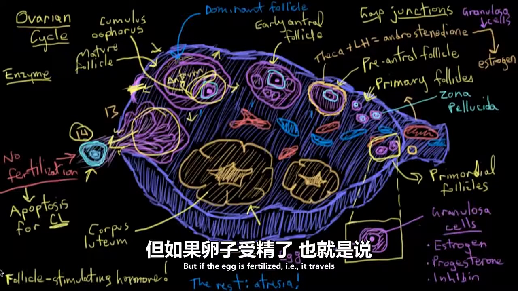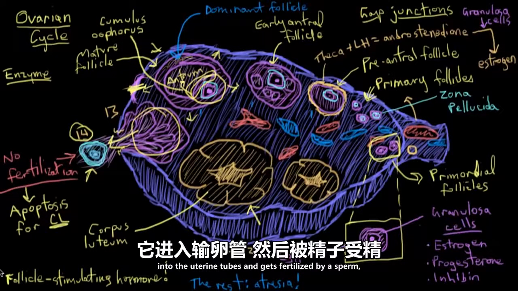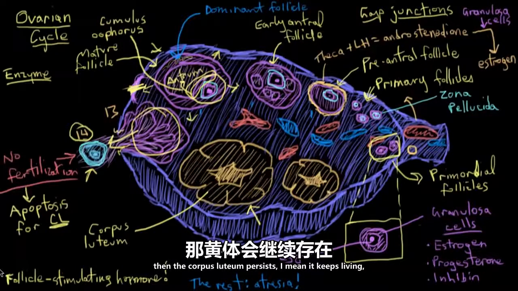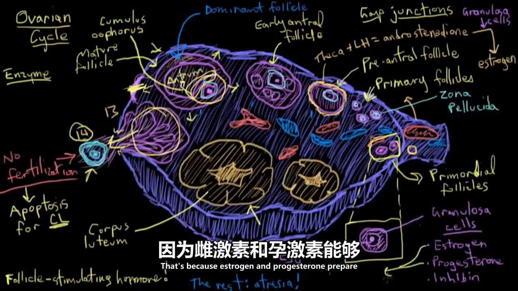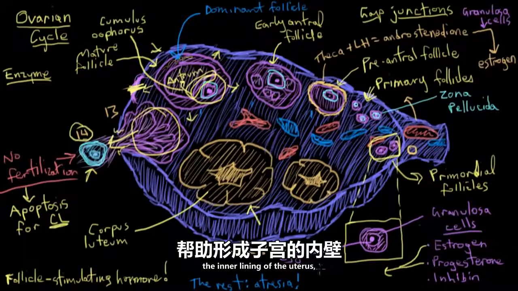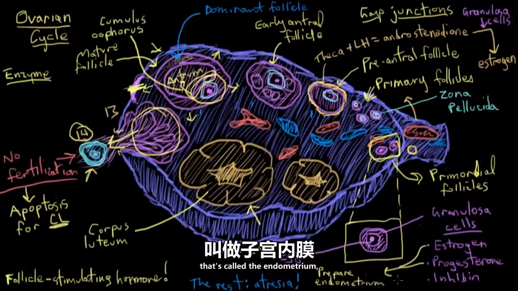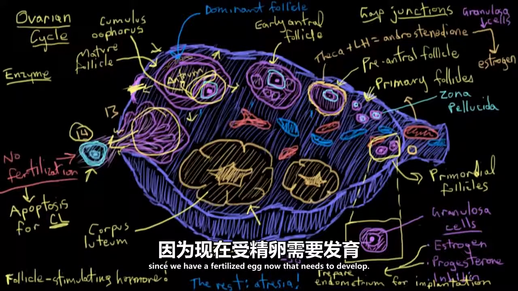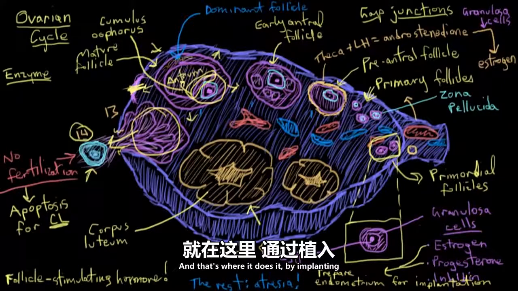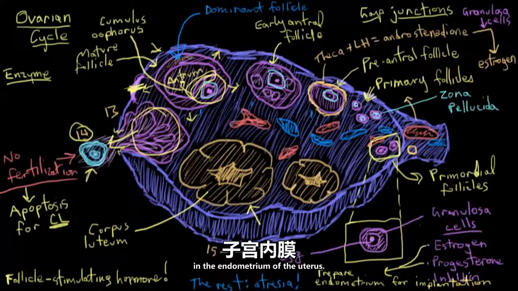But if the egg is fertilized, i.e. it travels into the uterine tubes and gets fertilized by sperm, then the corpus luteum persists. I mean, it keeps living, because we want it to keep producing estrogen and progesterone. That's because estrogen and progesterone prepare the inner lining of the uterus, that's called the endometrium, for implantation, which would be really handy since we have a fertilized egg now that needs to develop. And that's where it does it, by implanting in the endometrium of the uterus.